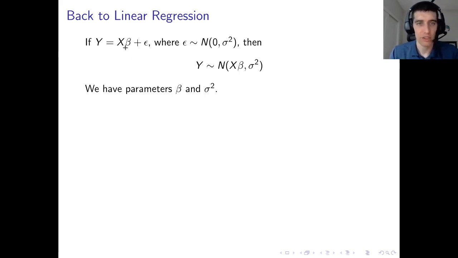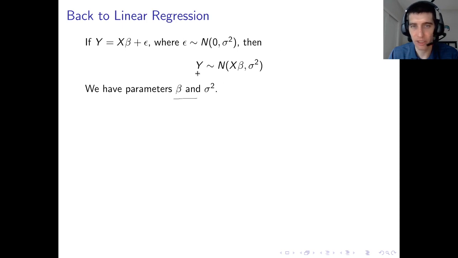So again, we have this relationship between x and y, and we're assuming this third assumption, that epsilon is normally distributed for each value of x. And we've shown this before, that the mean of y is x beta, and the variance of y is sigma squared. This is for fixed values of x. Okay. So we have these two parameters here.